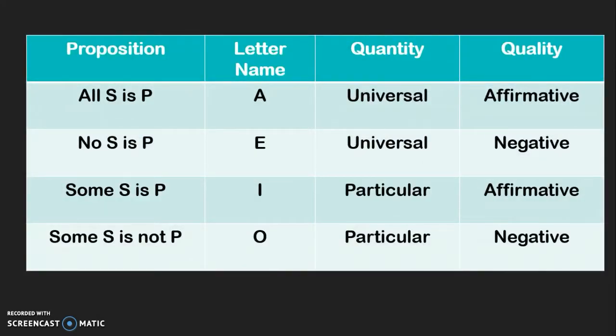Okay, this table shows the proposition, letter name, quantity, and quality. I hope you really understand this clearly, so you can be a master of square of opposition.